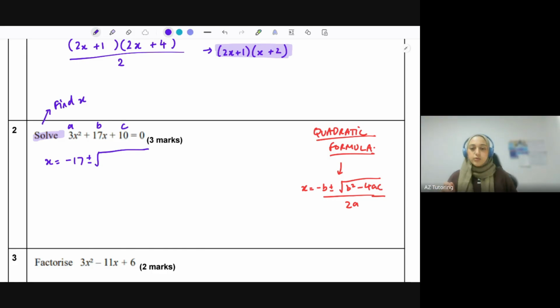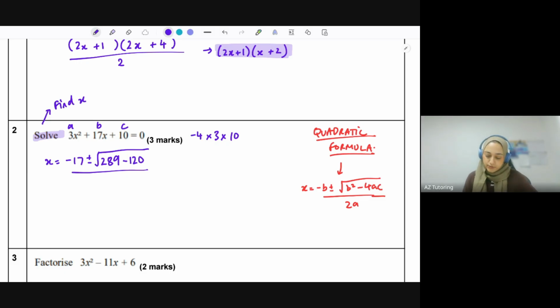Now, what I'd recommend with this as well is a lot of people just put everything straight into the calculator and they'll end up getting it wrong. So b squared, which is 17 squared, I'm going to put that in my calculator. That gives me 289. And then I've got minus 4 times a times c. So minus 4, I'm going to do it to the side here, times a, which is 3, times c, which is 10. Minus 4 times 3 is minus 12. Minus 12 times 10 is minus 120. So notice how I'm doing it in parts. All divided by 2a. So 2 times a, which is 2 times 3, which is 6.